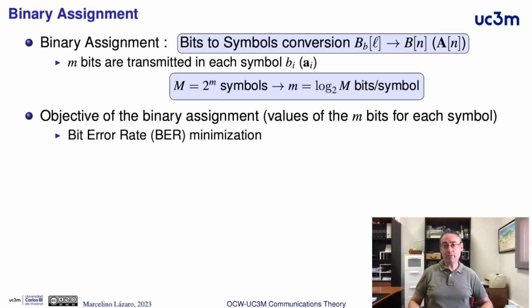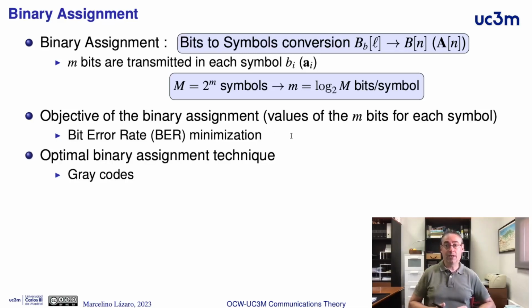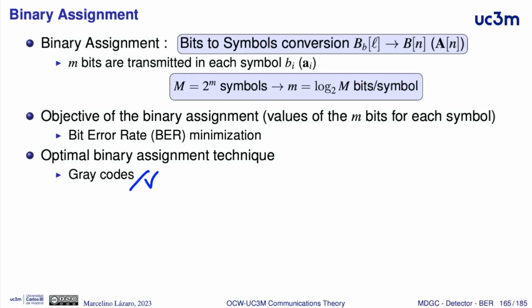The binary assignment, the association of every possible combination of m bits to the different symbols of the constellation, has an objective. The objective is to minimize the bit error rate, to minimize the probability of error at bit level. And the optimal binary assignment technique is Gray encoding. Now we are going to see the characteristics of the Gray codes.